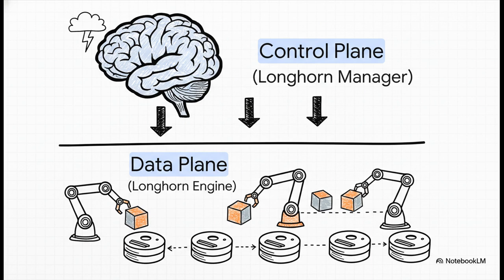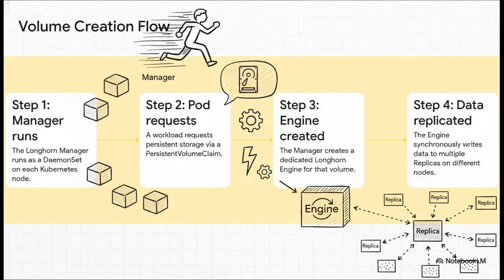And then you have the Longhorn Engine. That's the data plane, the muscle that does the heavy lifting of actually reading and writing your data. And this slide puts it all together. The manager runs as a daemon set, which just means you have a copy running on every single one of your nodes. When your app asks for storage, using a standard persistent volume claim, the manager spins up a dedicated engine, or a controller, just for that volume.